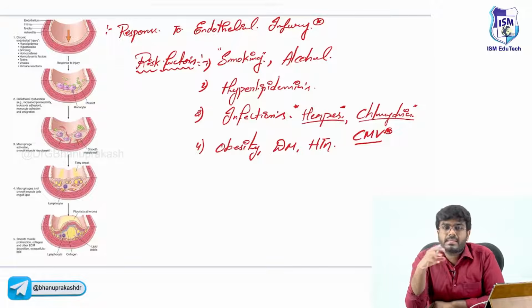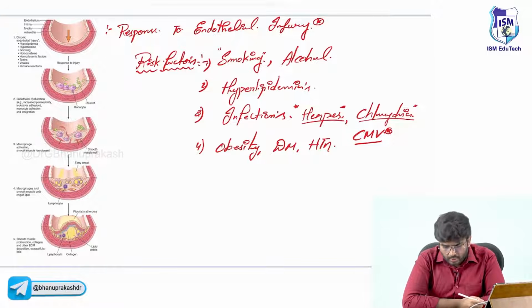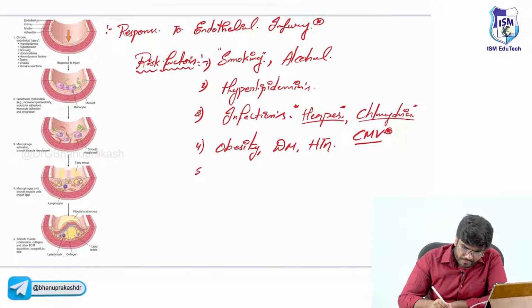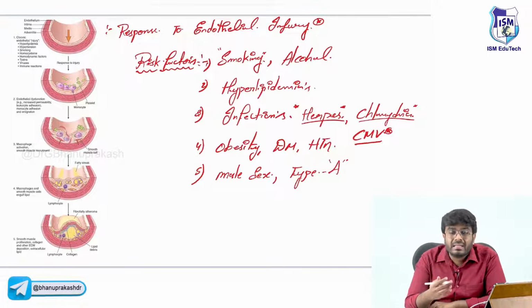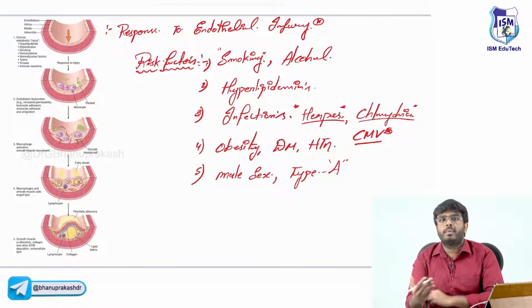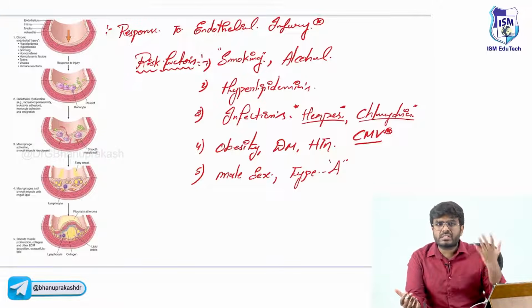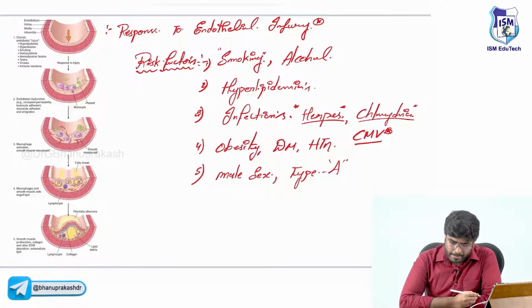See, in all these cases, whatever I have shown you here, at the end of the day there will be continuous endothelial injury. Endothelial cells are getting injured continuously. Now, not only this, there are certain other important risk factors also, like male sex, type A personality, who are always anxious, always alert, worried about everything. Type A people are goal oriented and always continuously working. Stressed people, always taking stress. So type A personality and old age.